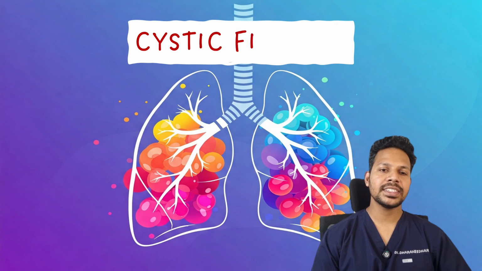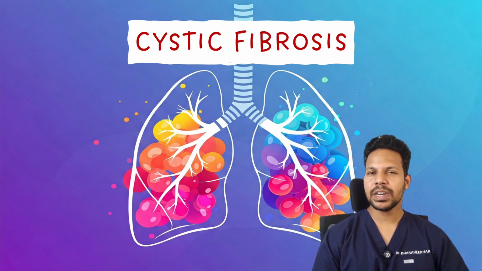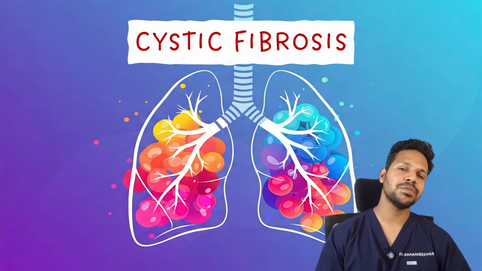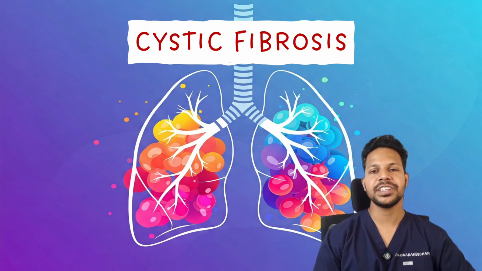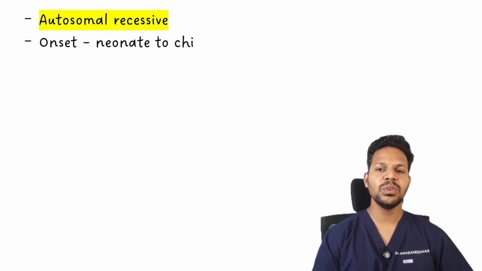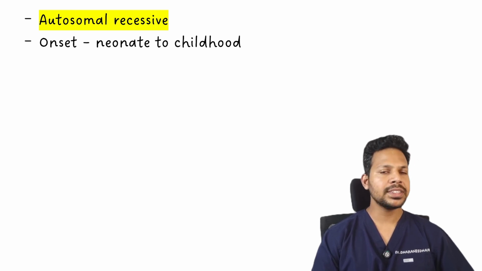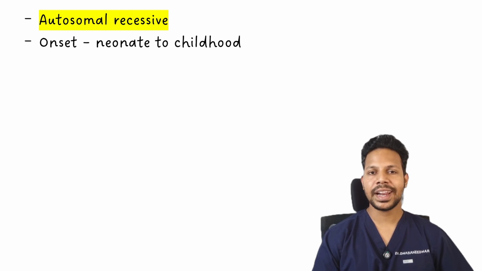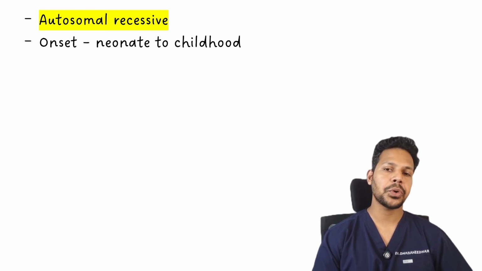Lastly, let's look at cystic fibrosis. Cystic fibrosis is an important cause of bronchiectasis in infancy and childhood. It is an autosomal recessive condition and the onset is commonly from neonate to childhood. What is the protein that is defective here? Cystic fibrosis transmembrane conductance regulator is the protein that is defective here.